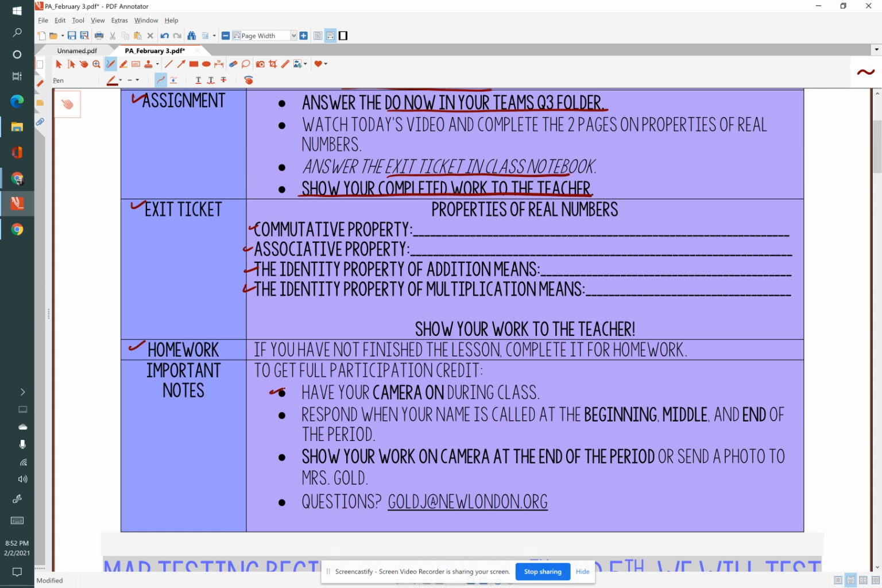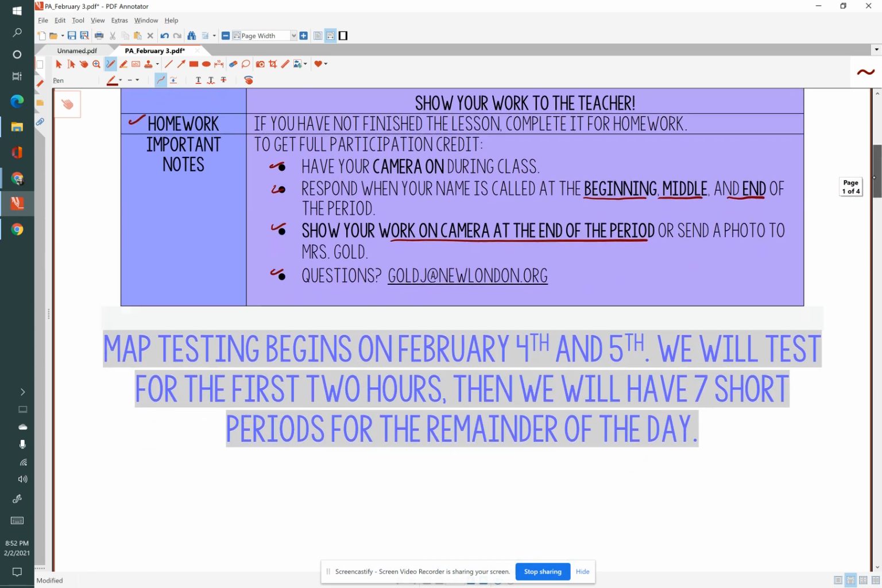Let's remember to have our camera on. Respond when your name is called at the beginning, middle, or end of the period. You have to stay through the whole period. Show your work on camera at the end of the period so I see what you've done. If you have questions, send me an email.